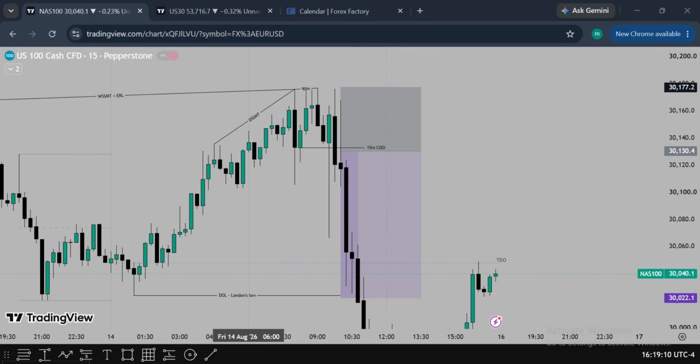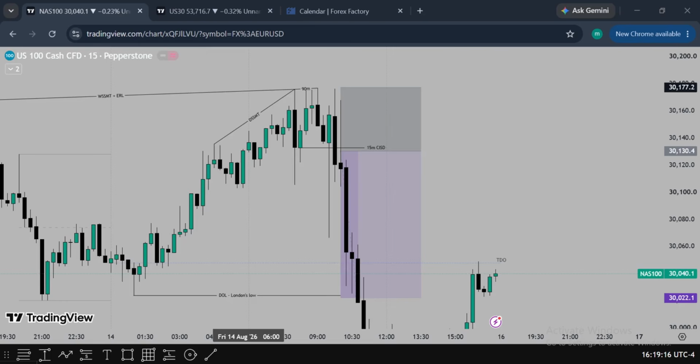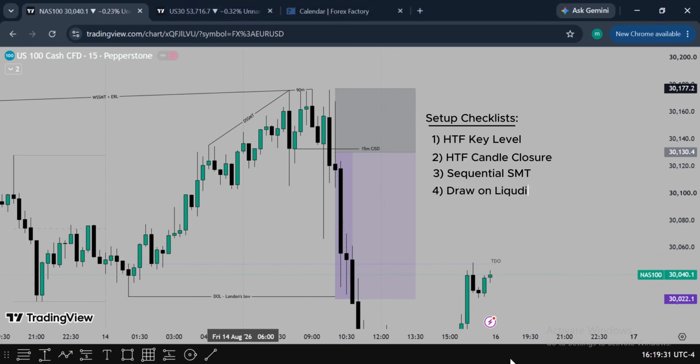How was your week? I took this NEQ short position on Friday, and in this video I'm going to break down the checklists I used for this setup, which are higher time frame key level, candle closure, sequential SMT, and draw on liquidity. So let's get into it.